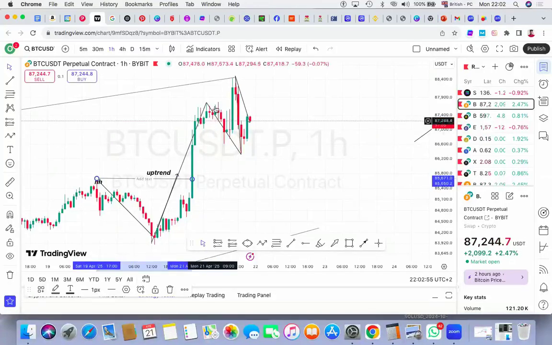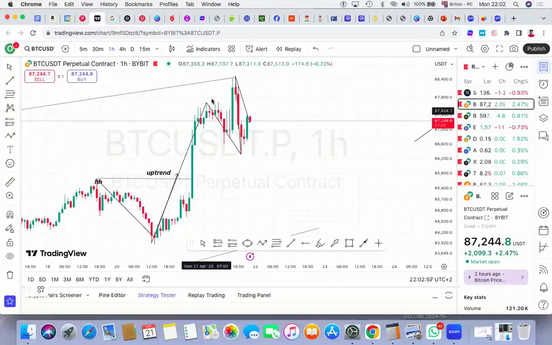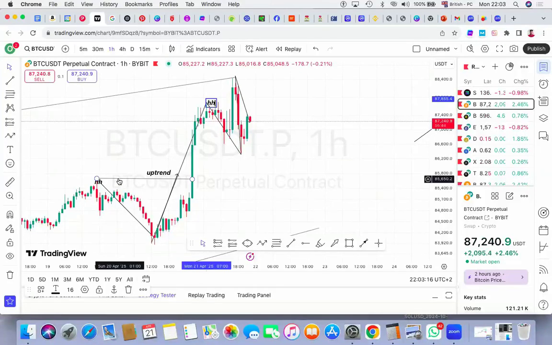Why do we say higher high? We call it a higher high because the high that the market created now, around here, was at around $87,000, from around 85,650. So it created a new high. And now it pulled back here to around 86,300, right?